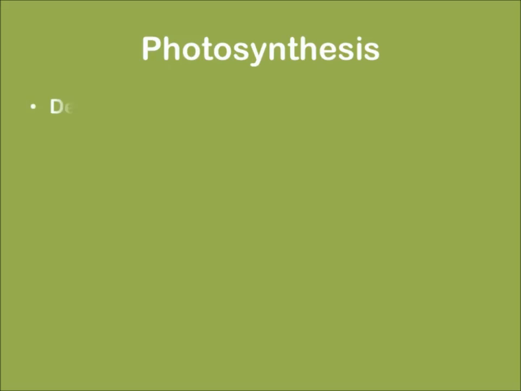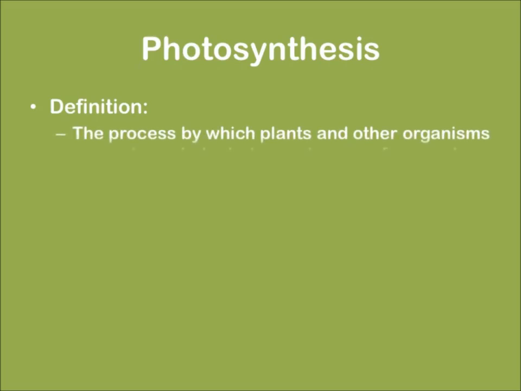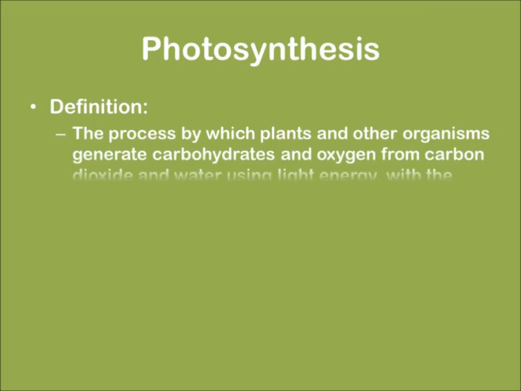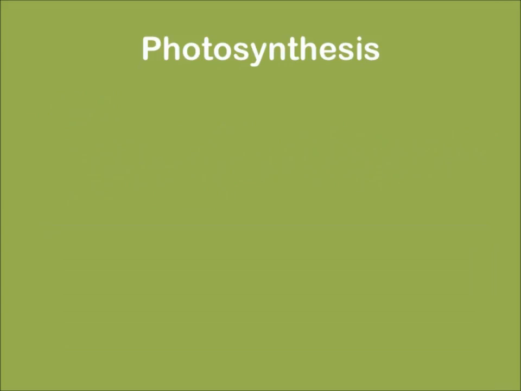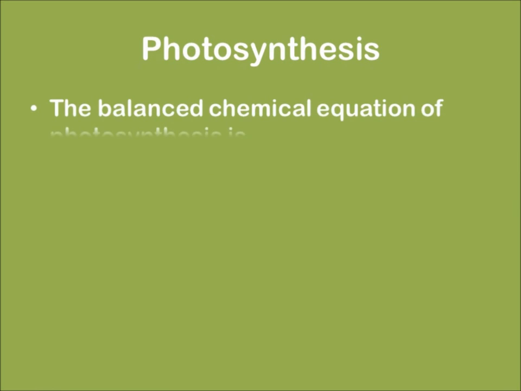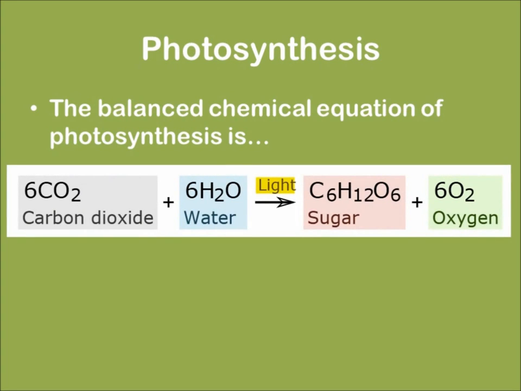Photosynthesis. The definition. It is a process by which plants and other similar organisms generate carbohydrates and oxygen from carbon dioxide and water in the presence of sunlight with the help of chlorophyll. Given below is a basic equation of photosynthesis. Have a look. The balanced chemical equation of photosynthesis is given below. It is recommended that you remember it.